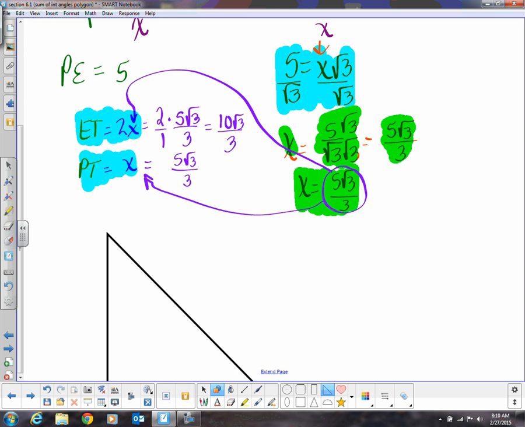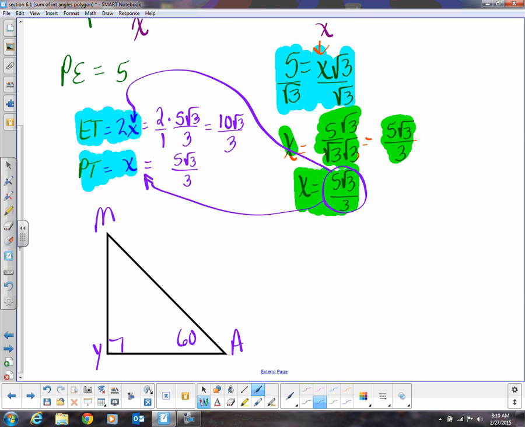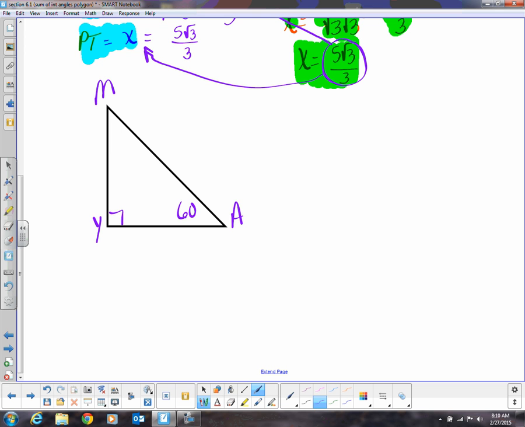So if we do this again, and I let this be 60, no, I'm going to let this be 60. We'll call this May. May will probably be doing algebra 2 stuff, or at least algebra stuff. This is 30. Opposite 30, x. Opposite 60, x square root of 3. Opposite 90, 2x.